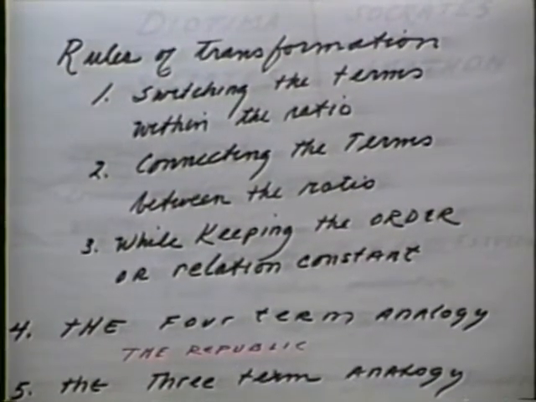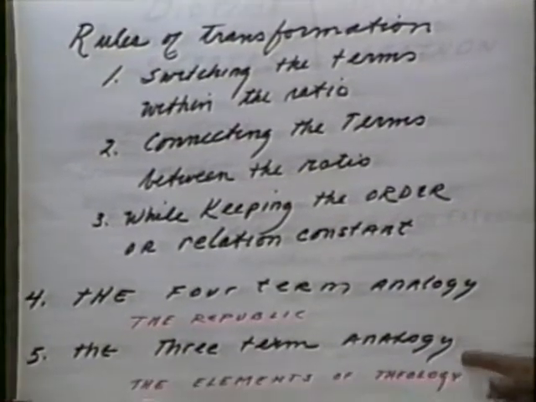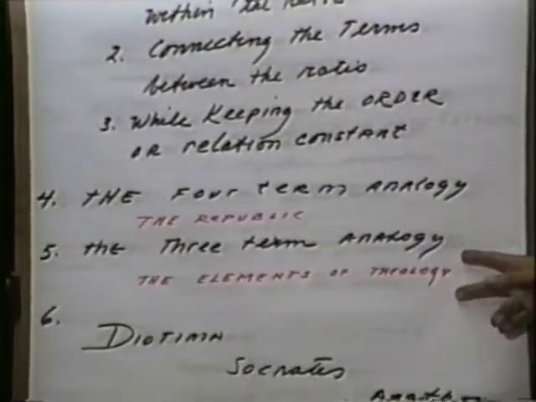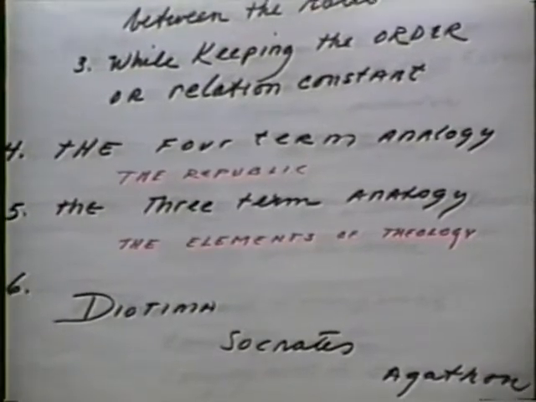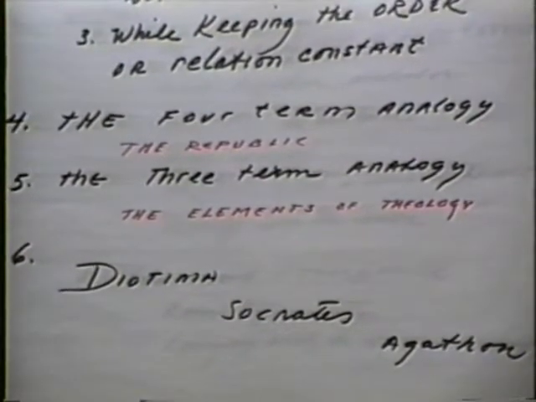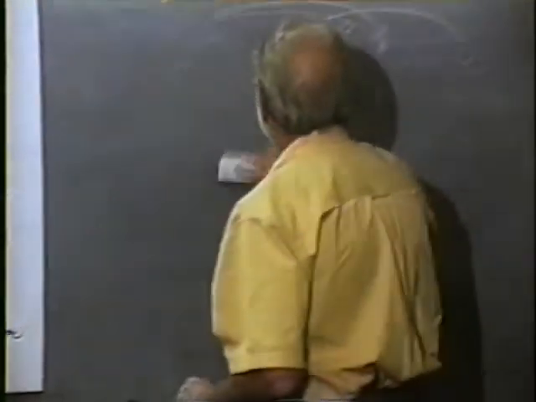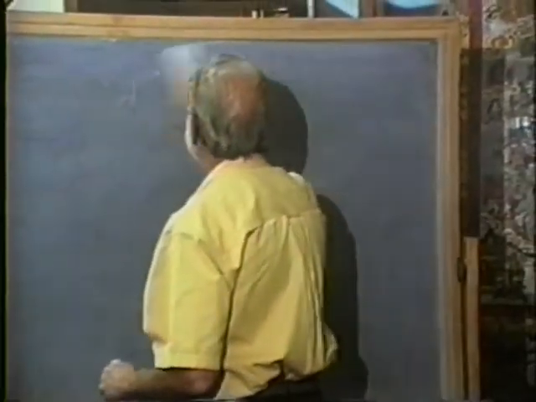Now, we are going to spend our time for a while on the 3-term analogy, because that's essential to Proclus's theology. Now, notice this is 4 terms here. Now I'm going to change it. Same rules of transformation.